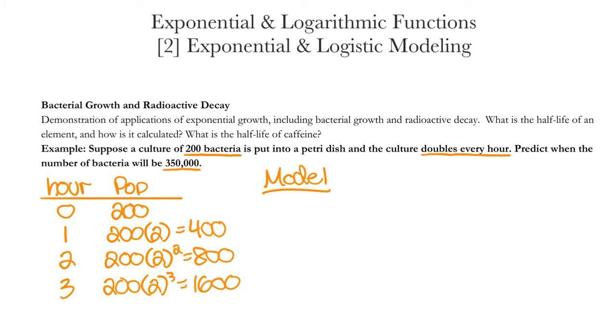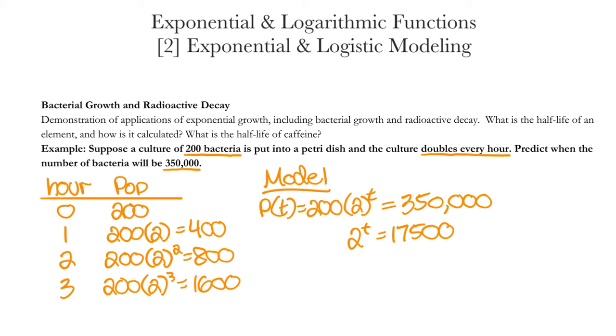So let's create a model. The initial population is 200, and the base is 2. Therefore, our model is P of t equals 200 times 2 to the t. Let's set that model equal to 350,000 and solve. We do that by dividing by 200 and then taking the log base 2 of both sides. But we're not going to use that method right now. We'll go to the calculator.